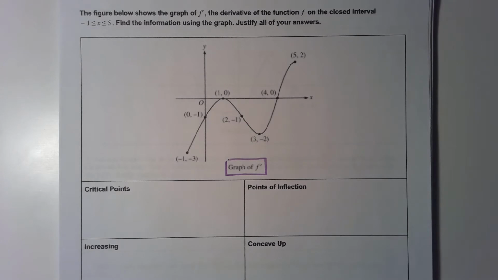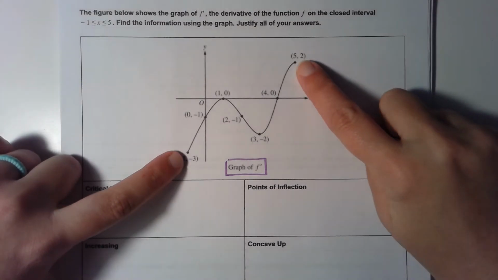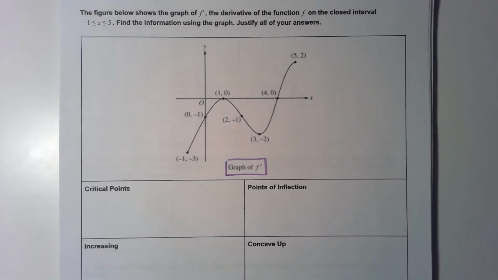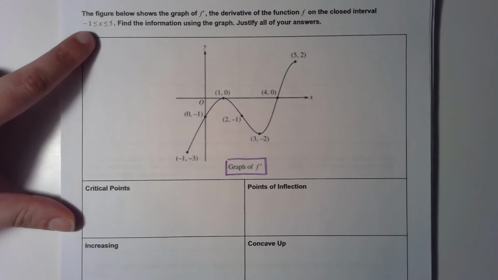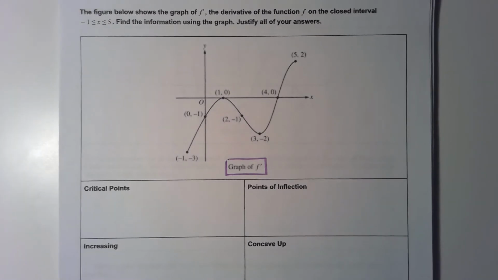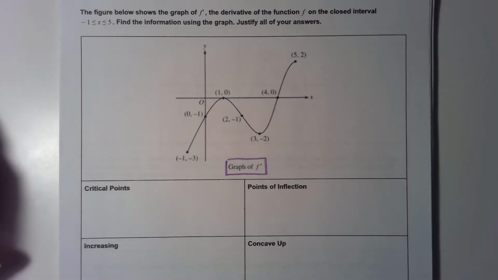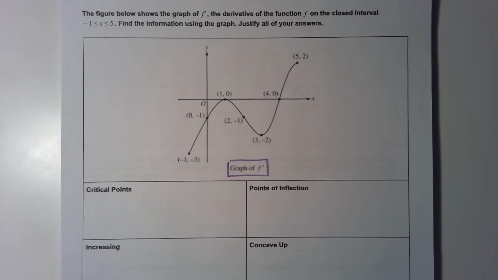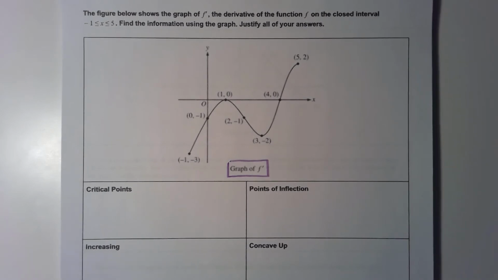We are told here in the directions that the figure below shows the graph of f prime, which is the derivative of f, on the closed interval between -1 and 5. Now that just means that the graph actually stops here at the endpoints. We're not assuming that it stops. We're telling you in the instructions. It stops at -1 and it stops at 5. Find the information using the graph, justify all of your answers. One of the big keys here is that we are going to be asked to justify when we find these features, so we need to practice doing that using the right symbols and vocabulary.